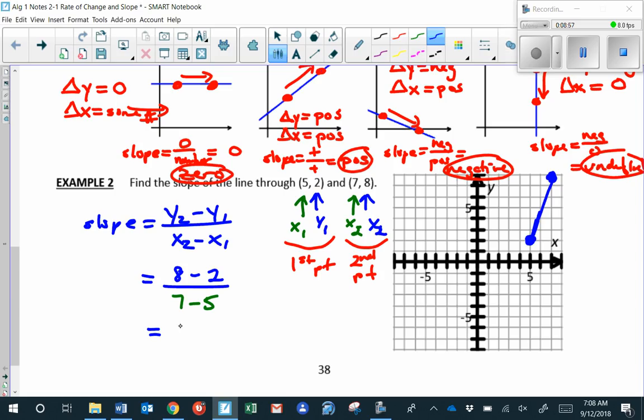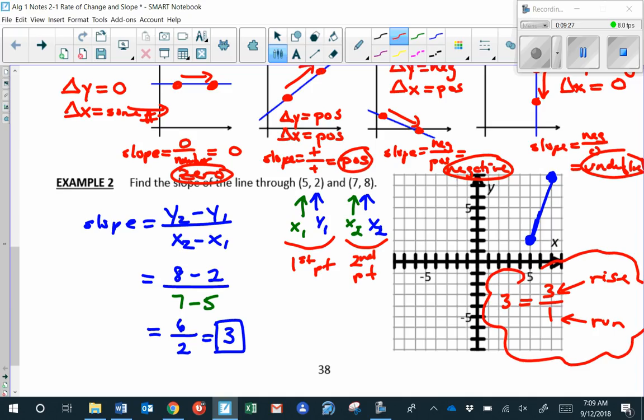8 minus 2 is 6. 7 minus 5 is 2. And so that fraction reduces to 3, a whole number 3. Now we can think of 3 as 3 over 1. And 3 indicates our rise, and 1 indicates our run. So I'm going to put this in a thought bubble here.